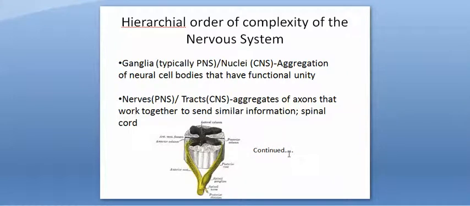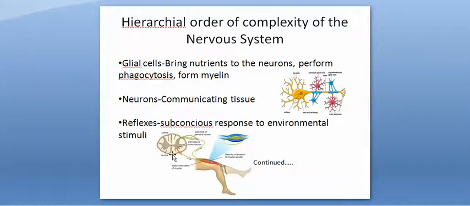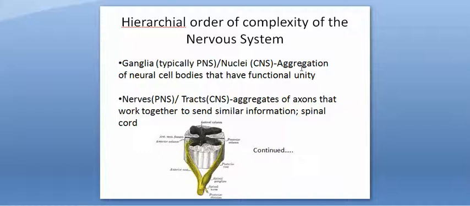All right, so now we're going to talk about ganglia and nuclei. So ganglia and nuclei are both aggregations of neural cell bodies. And you're saying, well, what does that mean? So neural cell bodies are these guys here. Okay. So just think of a group of these cell bodies all hanging out together. Okay. And so ganglia and nuclei are the same thing. They're just located in different places in the body.